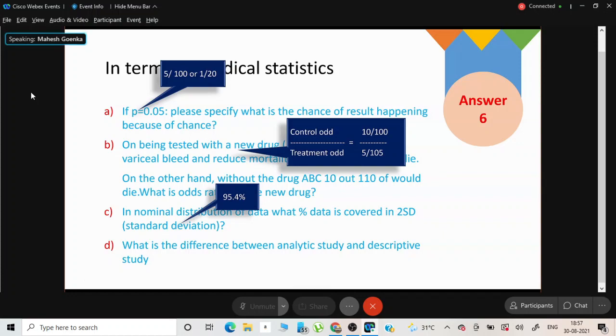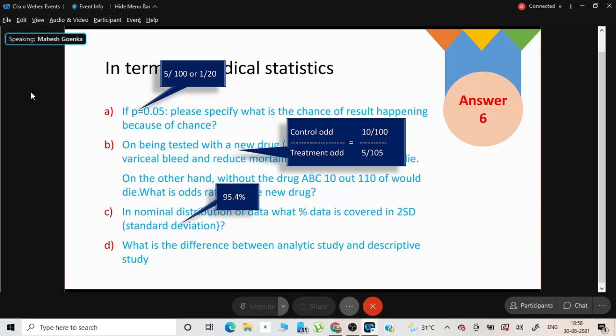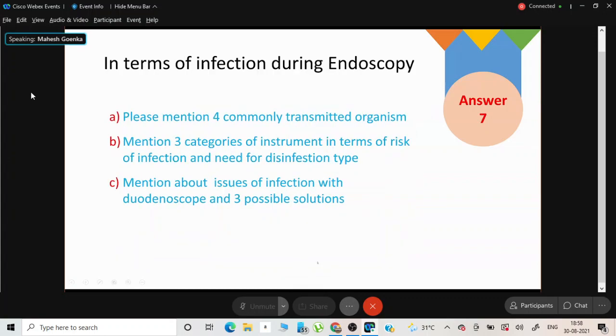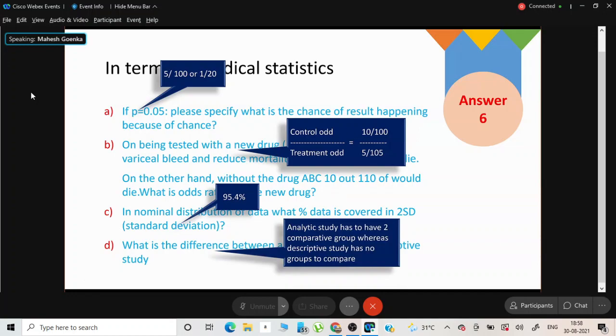What's the difference between analytical study and descriptive study? Analytical study is the one which has comparative groups, whereas descriptive study has no groups to compare with. I repeat, analytical study has 2 groups, whereas descriptive study has no group to compare with.